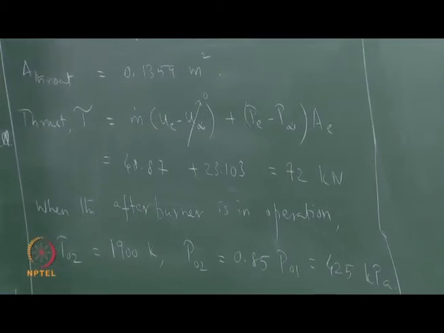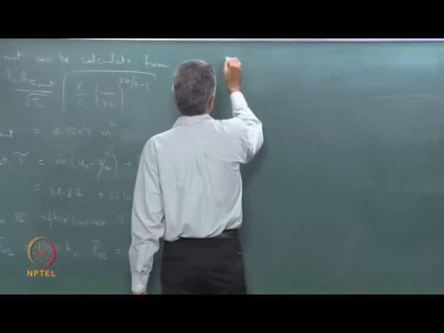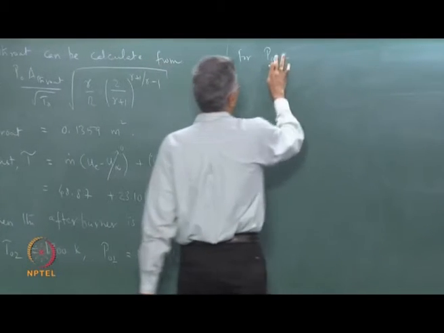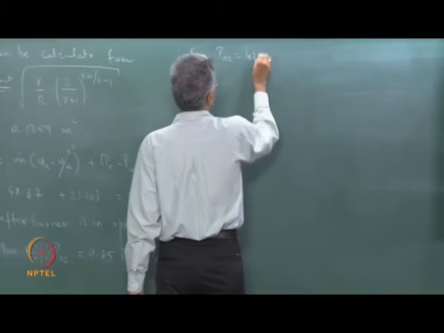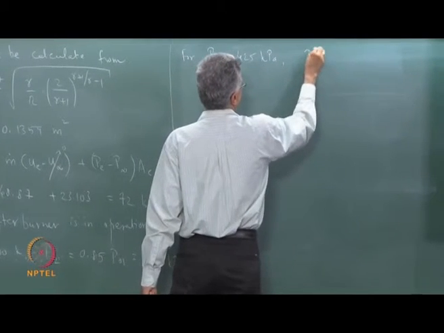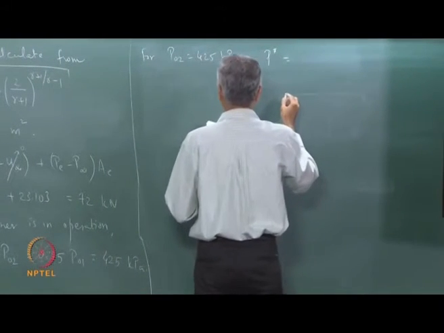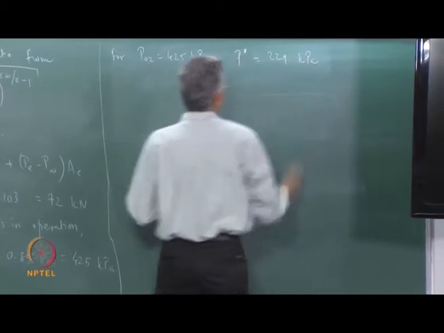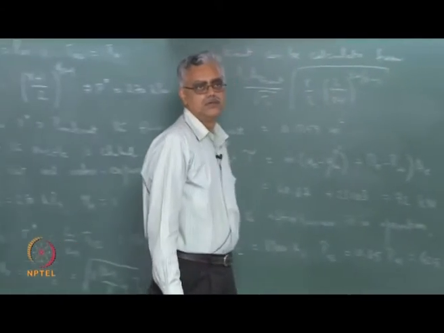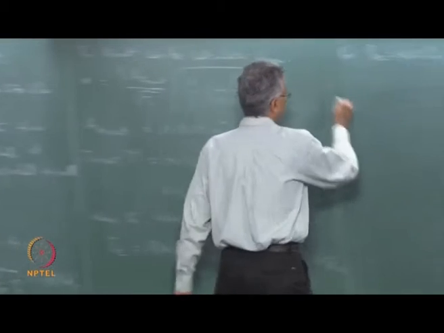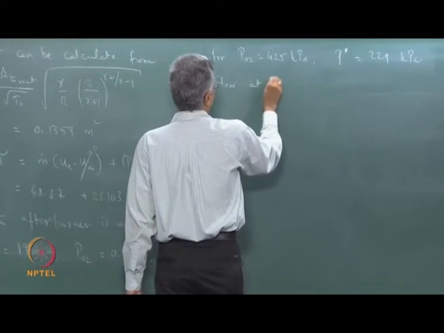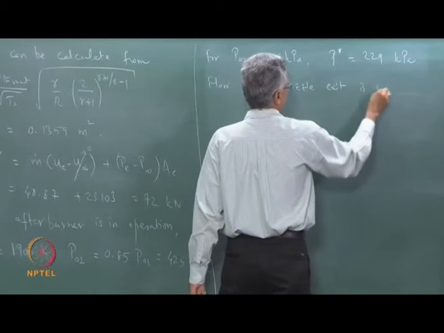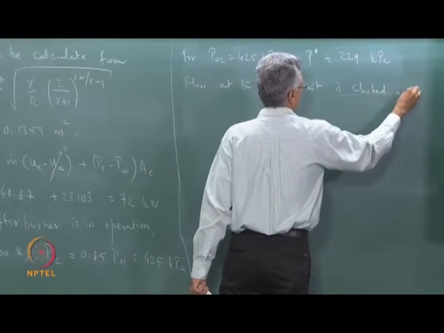And we calculate P star once again for P02 equal to 425 kilopascal. P star works out to be 229 kilopascal, which is still greater than the ambient pressure. So, flow at the nozzle exit is choked and under expanded.